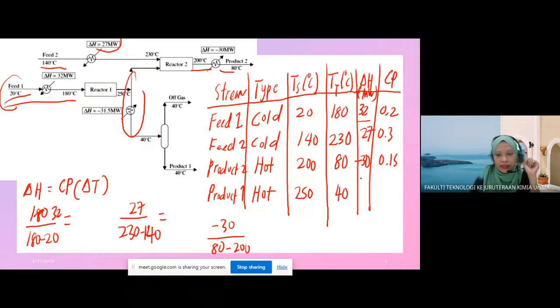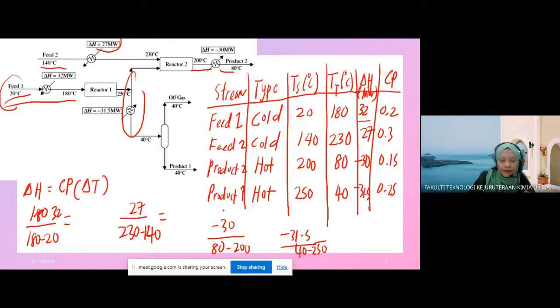Now, what is the value of delta H? Negative 31.5. So now how to calculate CP? Negative 31.5 divided by 40 minus 250. So you get the CP value equal to 0.25. So is that clear? So this is how we extract the data from this flow sheet. Okay, can we proceed? Okay, next.